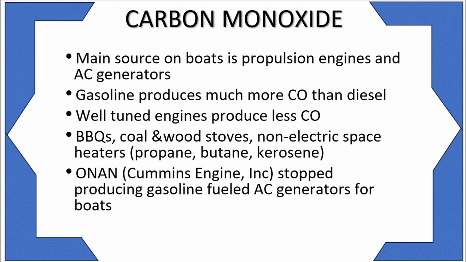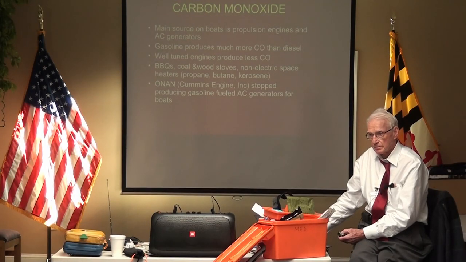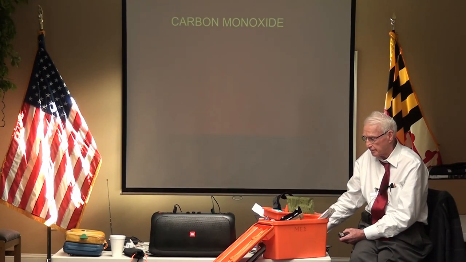Onan was the leading upscale generator, part of Cummins diesel engines. They made a lot of the AC generators and DC generators, but they stopped making gasoline generators for boats about 10 years ago because of that, because of carbon monoxide.